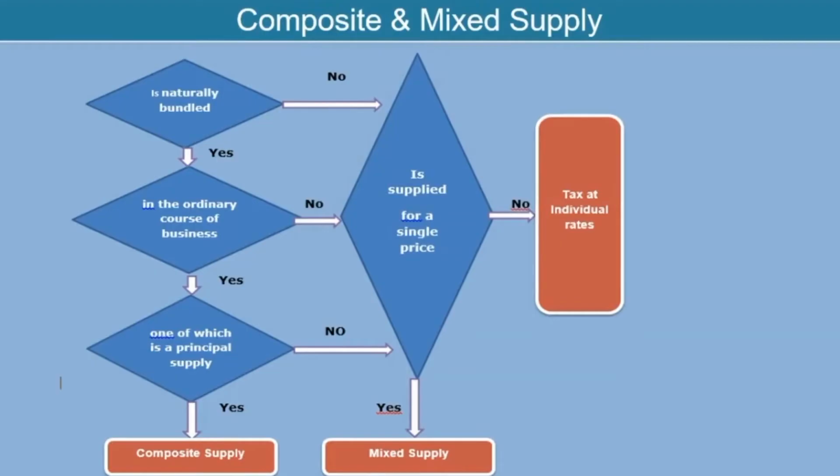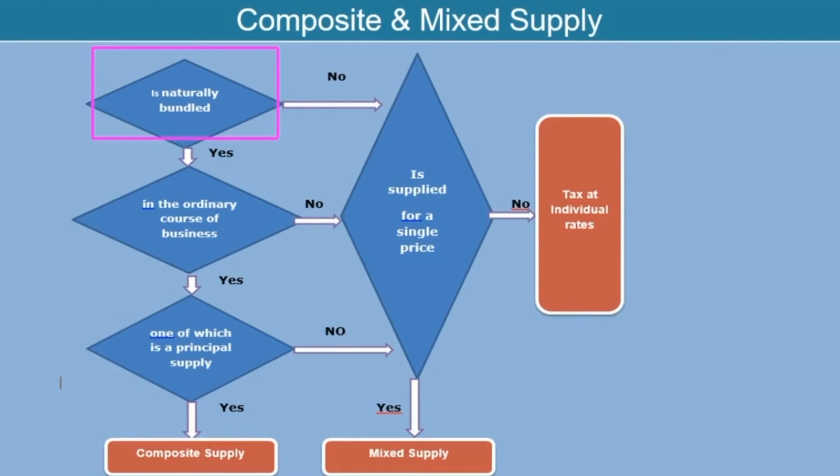Now, this particular flowchart is the summary of the two definitions, for composite supply and mixed supply, as we discussed just now. Let us try to understand this flowchart. The first checkbox over here is: is it naturally bundled? As the question asks, when two or more supplies are made bundled together, whether they are naturally bundled.